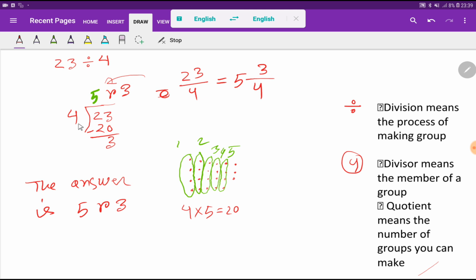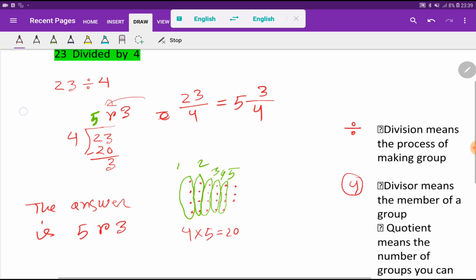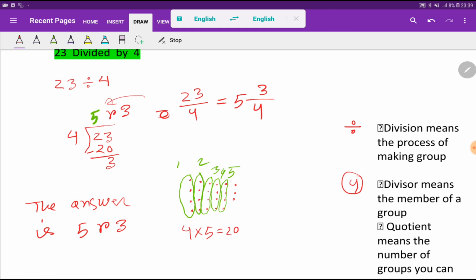So divisor means the members of a group, and dividend means the total members, and quotient means the number of groups you can form. If you think like this, I think that you will do well in division.